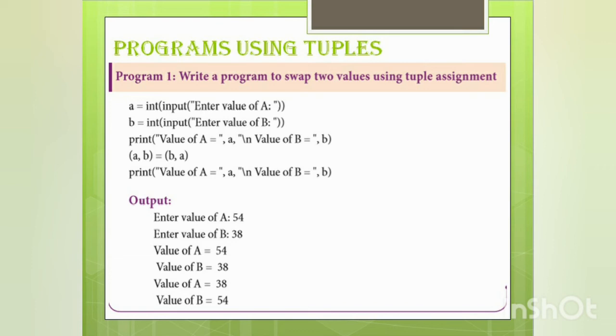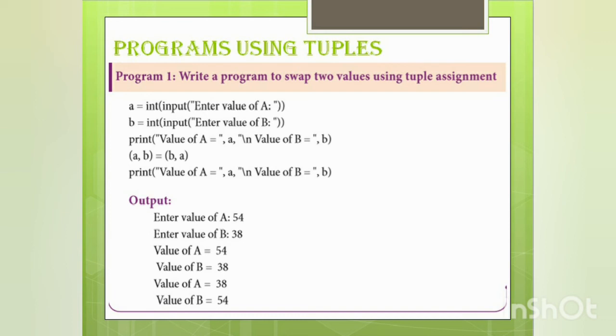Print of value of A is equal to small a, backslash n, value of B is equal to small b. So value of A will get printed equal to what is in small a, 54. So that will get printed. What is the use of this backslash n? It will continue the next statement in a new line. So value of B is equal to what is in small b, 38. That will get printed. Now the value of A is 54, value of B is 38. Then look at the program coding. Fourth line: a comma b is equal to tuple of b comma a. So it will assign the value.